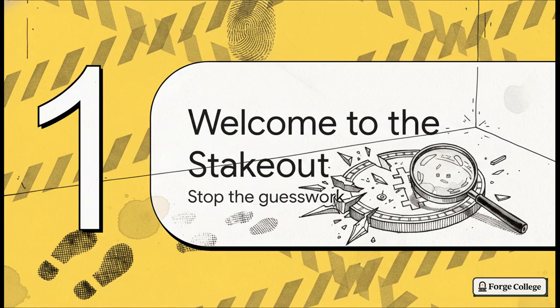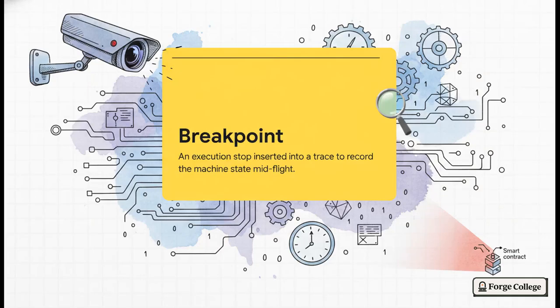Welcome to the stakeout. Moving past post-mortem guesswork. So doing post-execution inspection is basically like arriving at a crime scene after the culprit has already fled. You see the yellow tape, you see the chalk outline of your precious token balance, but you have no idea how it actually happened. To move past that guesswork, we need our most powerful tool, the breakpoint.